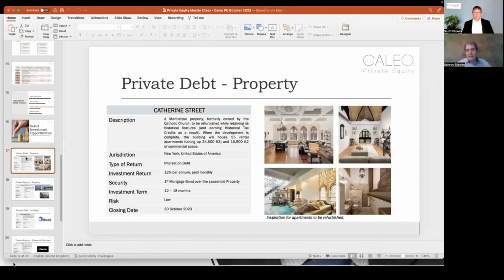So this particular transaction, what's been offered is senior debt secured by a long-term lease on a property that was formerly owned by the Catholic Church. It's in the process of being transferred from the Catholic Church to the development company. And the funding is senior funding, as I said. It's secured funding. It's 1% a month payable quarterly. So very good return.